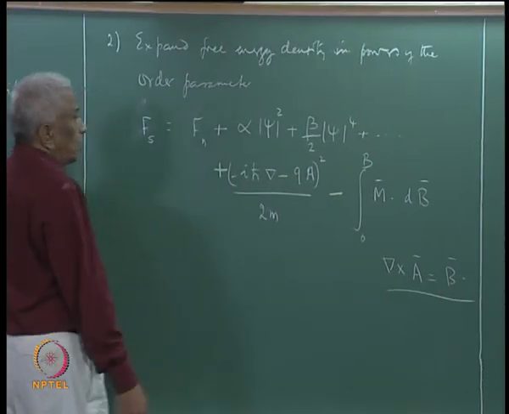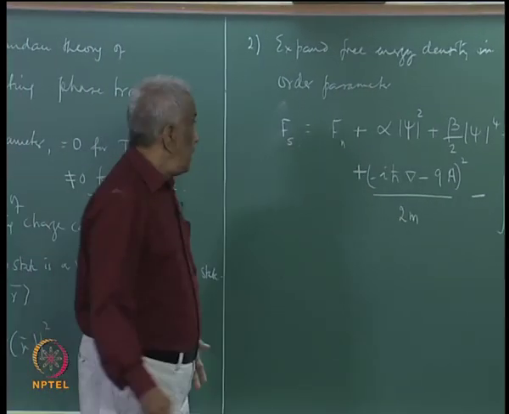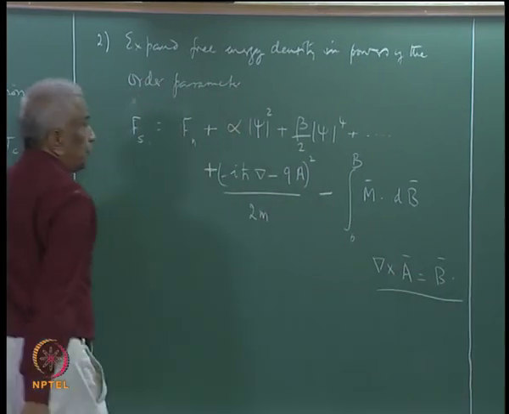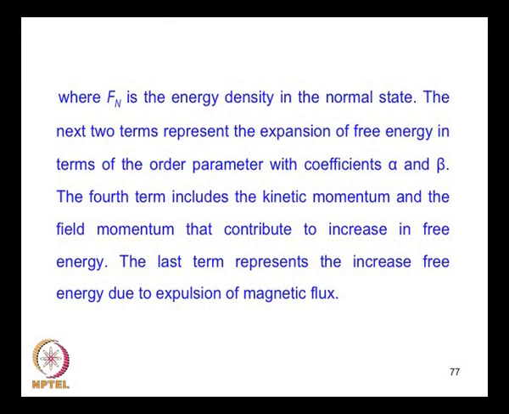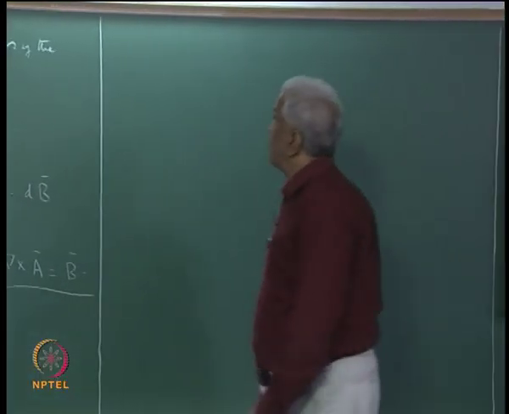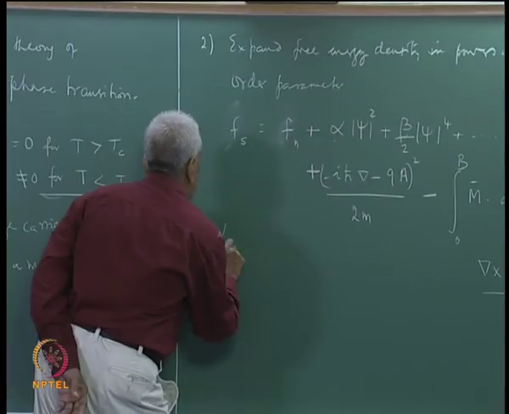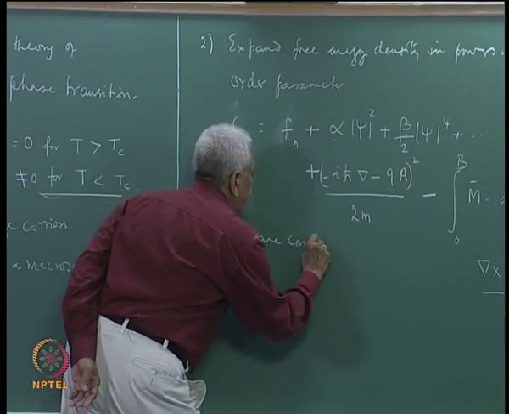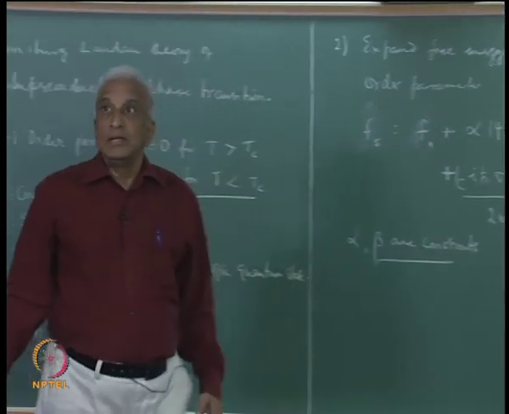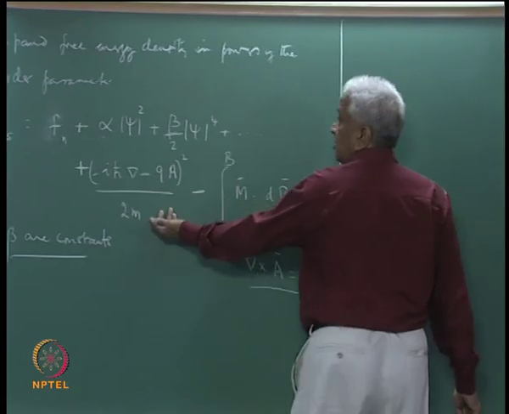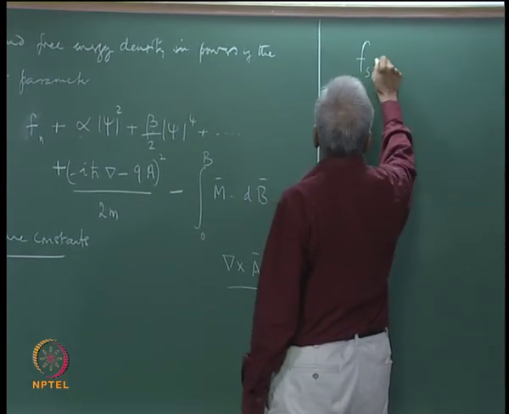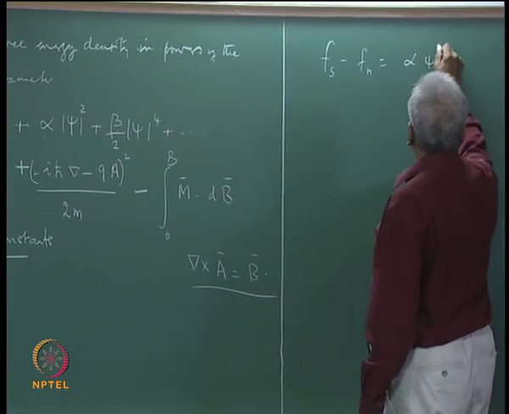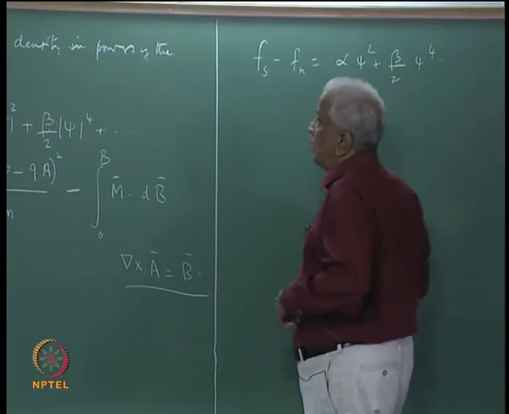To keep the discussion simple, let us first go in steps and remove the field dependent terms and consider the situation in zero magnetic field. I write lowercase letters to show that it is the free energy density. Now, alpha and beta are constants to be chosen by the theory. So, if we remove the terms involving the kinetic energy as well as the magnetic field term, then we simply have Fs minus Fn equals alpha psi squared plus beta by 2 psi to the power 4, neglecting higher order terms.